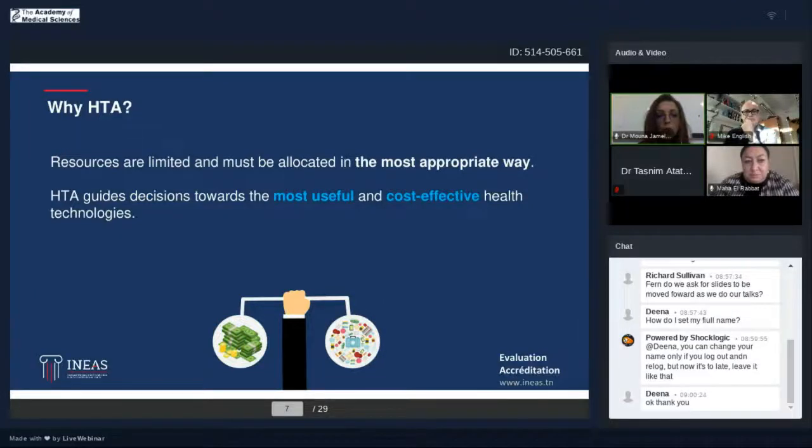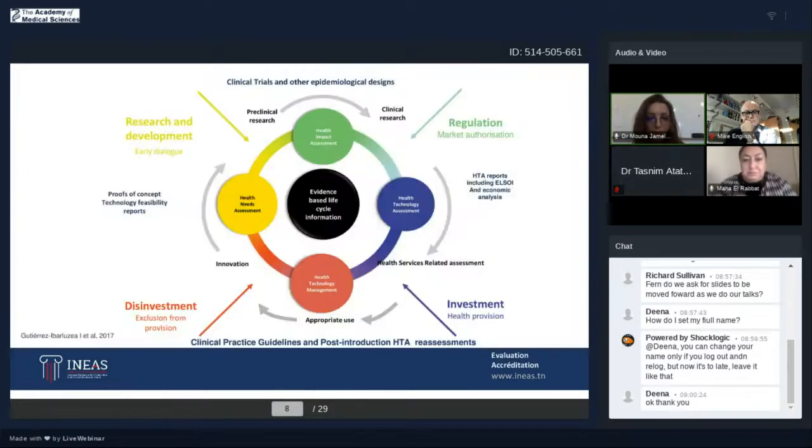Average. So why health technology assessment is important, especially in countries like MENA countries, because of course resources are limited, and I guess things are getting worse with the COVID-19 crisis, and resources must be allocated in the most appropriate way. So health technology assessment is a scientific tool that can guide decision-making toward the most useful, the most worthwhile, and the most cost-effective health technology in a given setting.